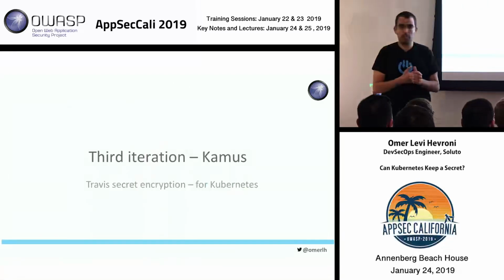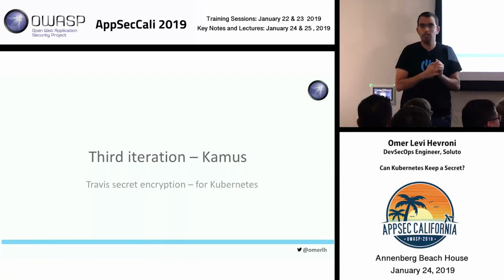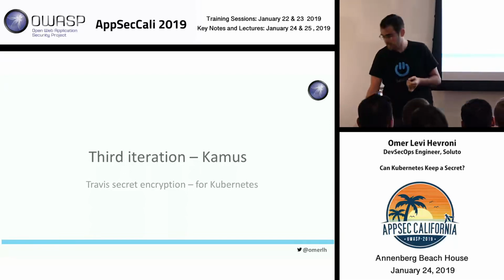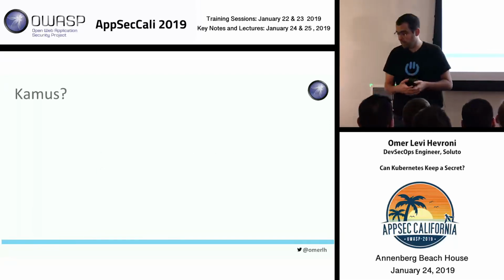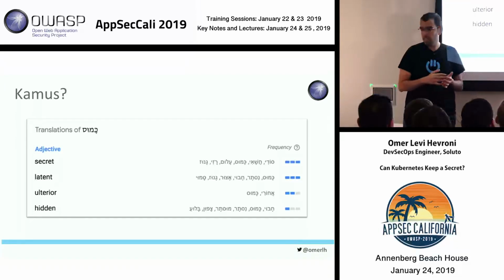And this is how Camus was born. It's Travis encryption solution, but for Kubernetes. Is anyone here speaking Hebrew? Good, so I can say what I want. You might be wondering what Camus is. Camus is a word in Hebrew which means secret or hidden, which is what Camus is doing.